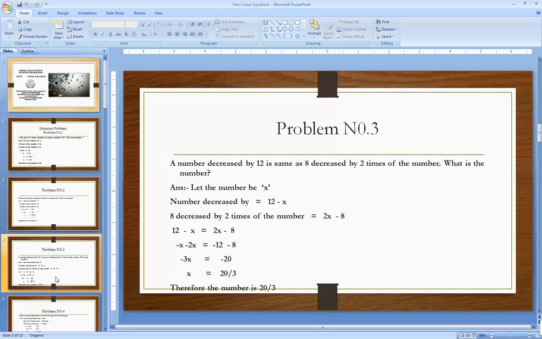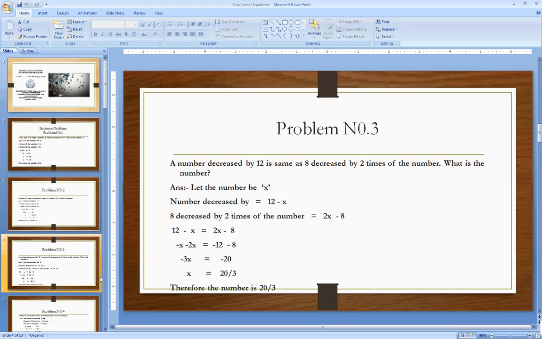Now let us see the third question they have given. A number increased by 12. Increase means plus, decrease means minus. A number increased by 12 is the same as decreased by 2 times of the number. Then what is the number? In this question we should assume what all the terms have been given. So we don't know some number.